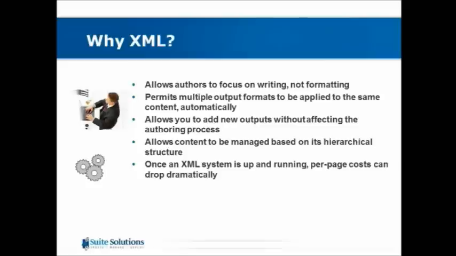It permits multiple outputs to be applied to the same content. We talked about that. That's the multi-channel part. It allows you to add new outputs without affecting the authoring process. We talked about before, if you had XML 3 years ago and you were doing PDFs, now you're in a good position to be producing EPUB and mobile help and all these other things we talked about before. So the same content, more outputs. We'll talk more about that as we move through.